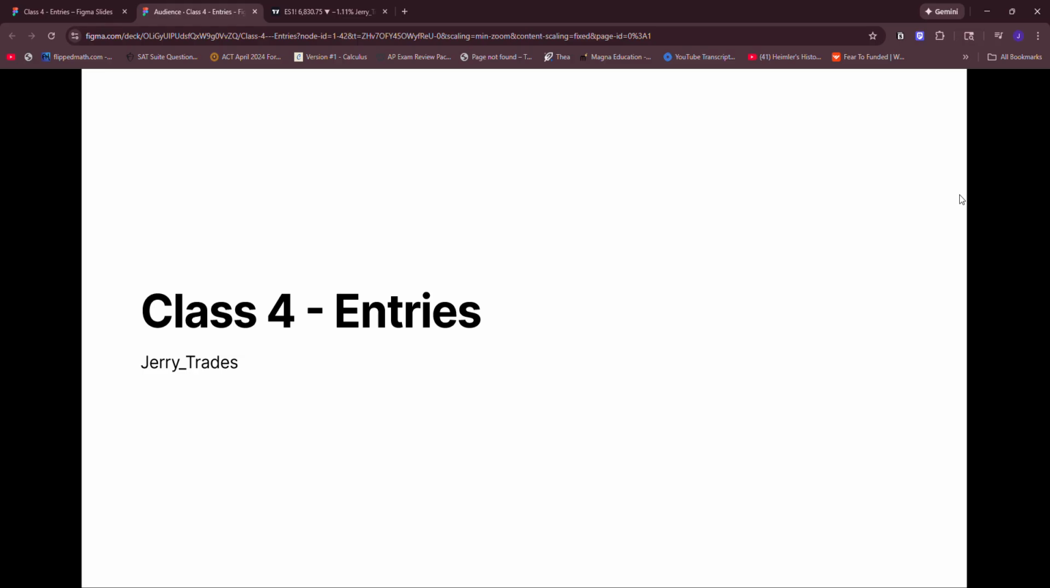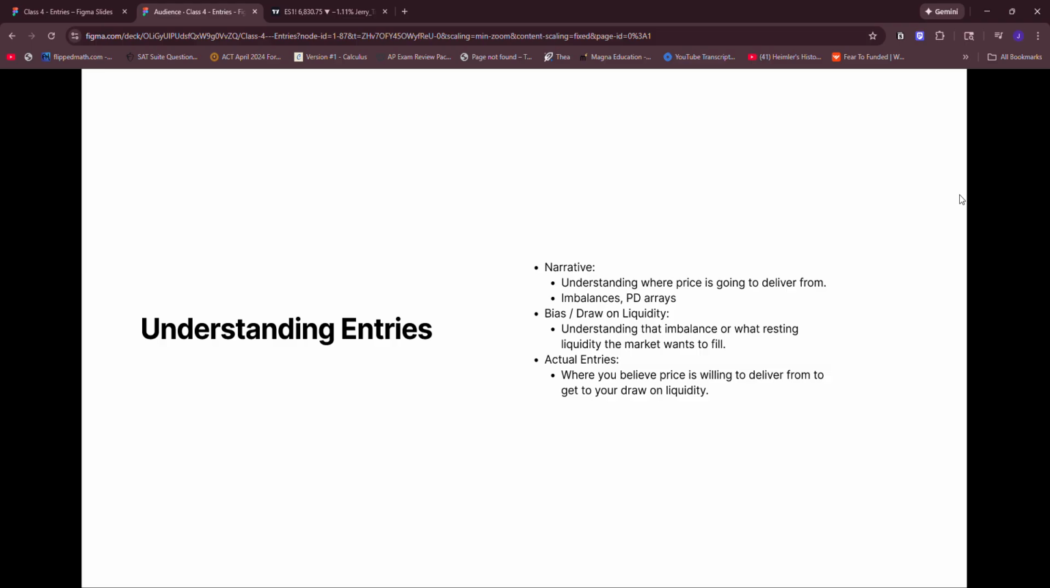So let's just get into it. Understanding entries, right? What are entries? Entries are basically just narrative combined with bias. Your bias is your draw on liquidity, understanding where price wants to go, and narrative is understanding where price is going to deliver from, and that's imbalances, PD arrays. And then the actual entry is where you believe price is willing to deliver from to get to your draw on liquidity.